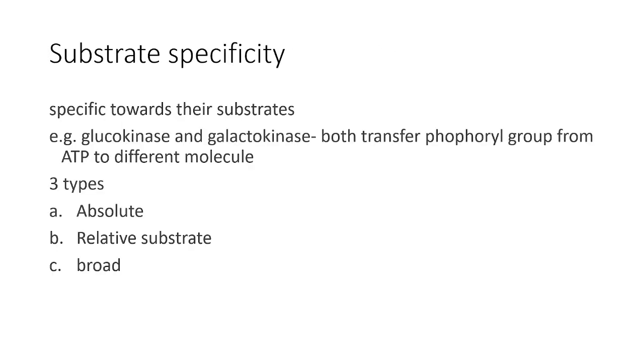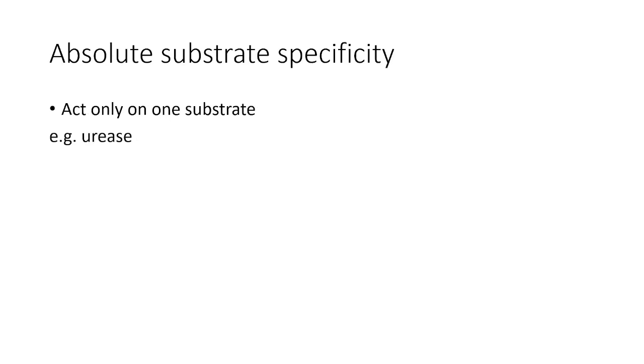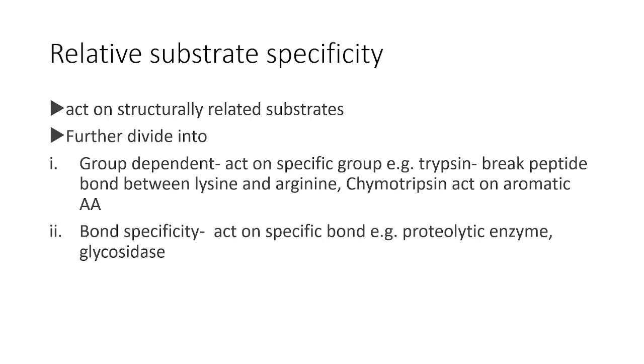And finally, substrate specificity, which is specific towards the substrate. You have absolute substrate specificity, relative specificity, and broad substrate specificity. An example of substrate specificity is glucokinase and galactokinase. Both transfer a phosphoryl group from ATP to different molecules. What is absolute substrate specificity? They act on only one substrate, like urease, which acts on urea. Now the relative substrate specificity can act on structurally related substrates.